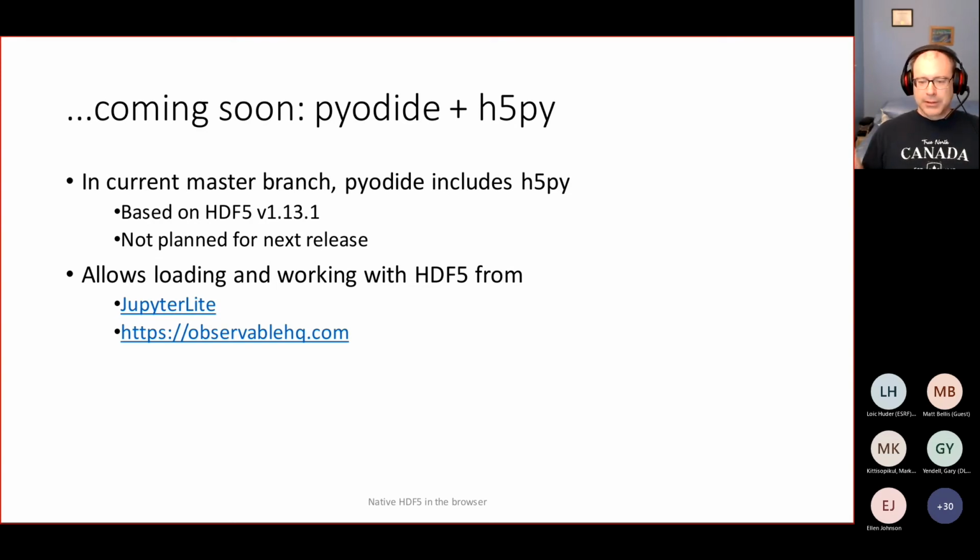But if you build from source and then deploy your own JupyterLite or something like that, then you can start using basically h5py in the browser. And this is very powerful, much more powerful than h5wasm, of course, because h5py has been developed for years and is extremely powerful and does a lot of things. For various technical reasons, we ended up compiling against HDF version 1.13.1.